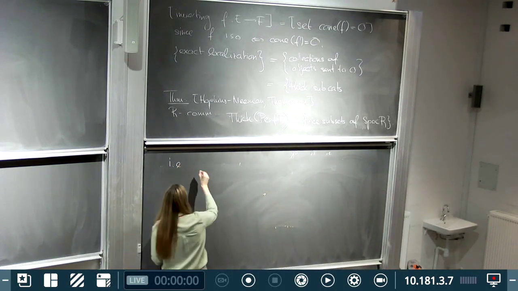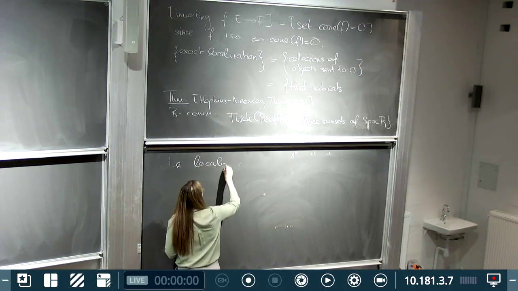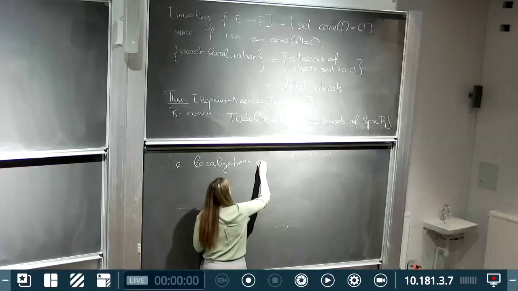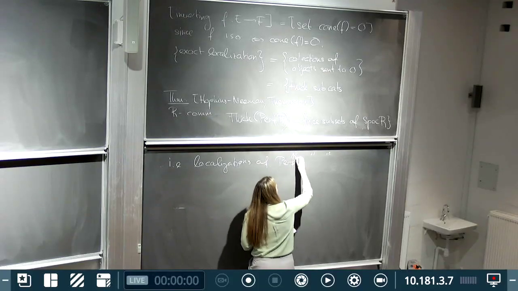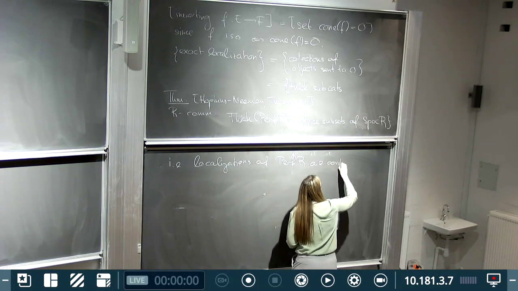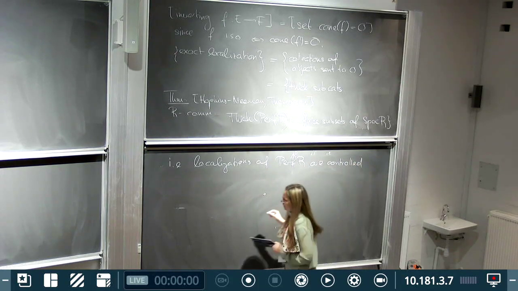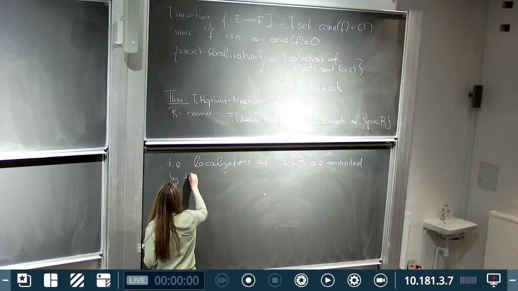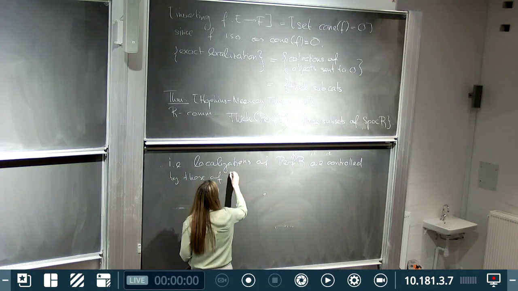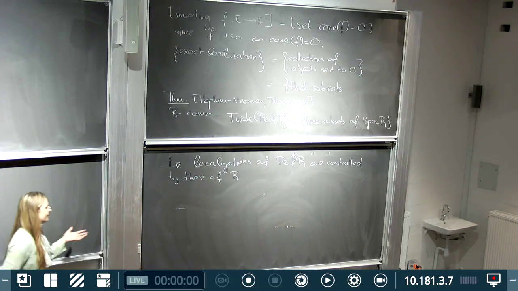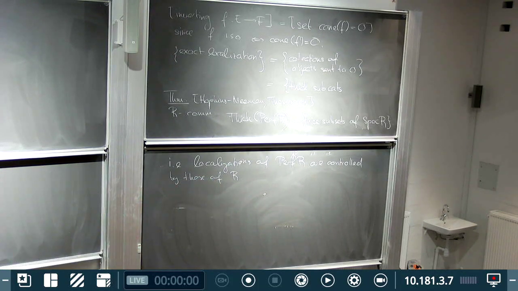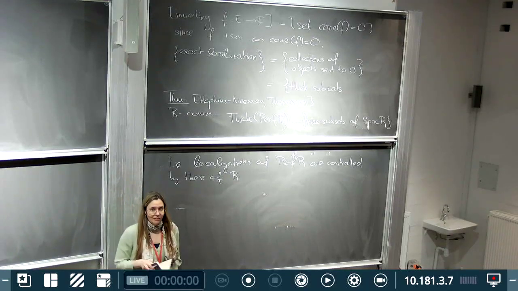As I said, the localizations of Perf(R) are controlled by those of R. Okay. Right, so if we already start with a commutative ring that doesn't have interesting localizations, we can't really hope to get interesting localizations of Perf(R). Okay, so no interesting universal localization. Should we give up now? Well, of course not. Yeah.